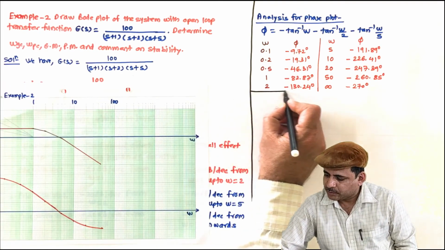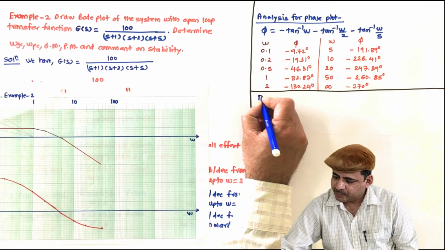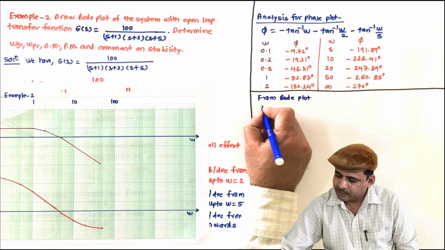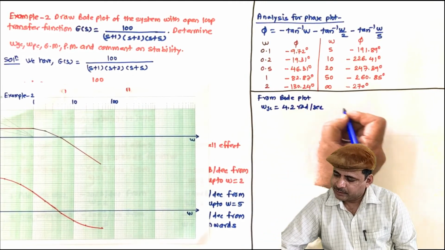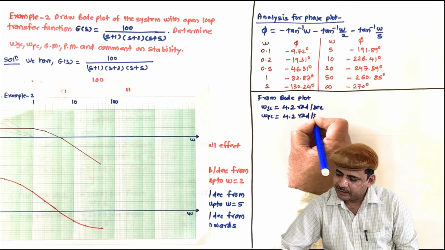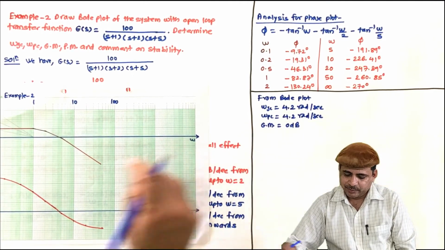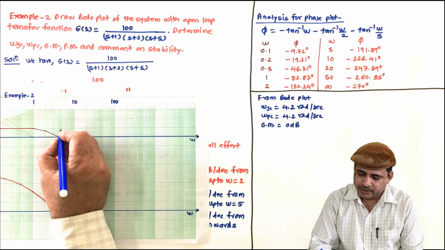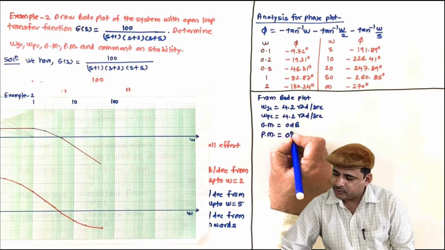Now let us come to the conclusion. From the Bode plot, omega GC is equal to 4.2 radian per second. Omega PC is equal to 4.2 radian per second. As both are the same, the gain margin will be 0 dB. Why? Because if we take a projection from this, it will exactly come on the 0 dB. So the gain margin is 0 and the phase margin is also 0 degree.